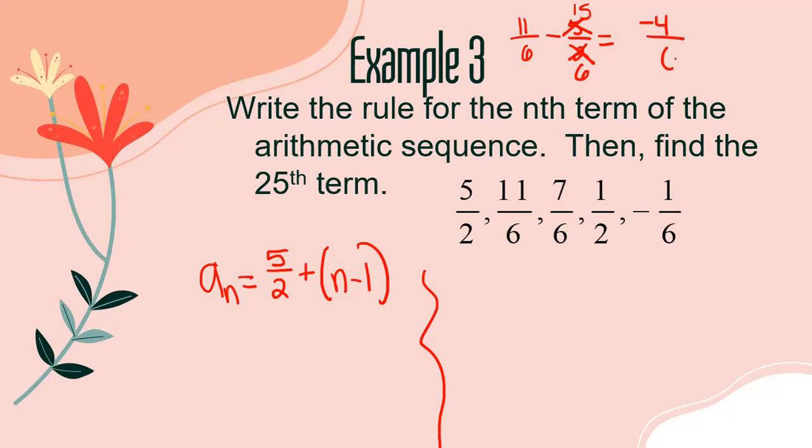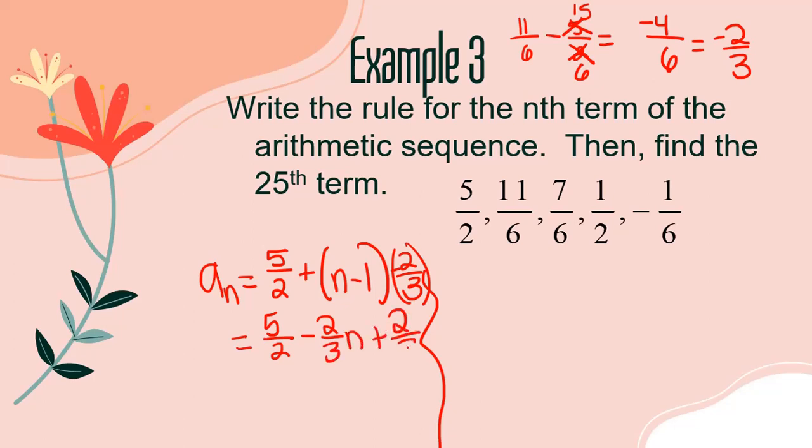Negative 4/6, which is negative 2/3, it looks like, for my common difference. Oh, Marsh is going to have to distribute. Okay, so negative 2/3 n plus 2/3. Now I have to combine 5 halves and 2/3. Marsh is going to have to do some math up here.